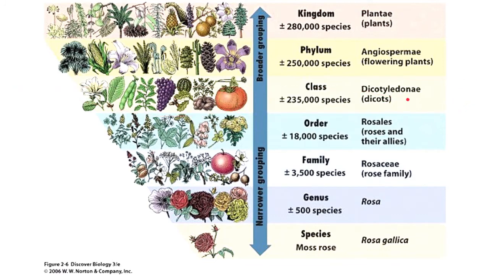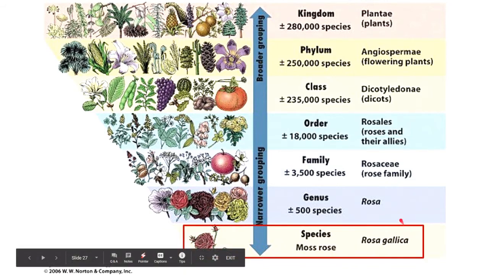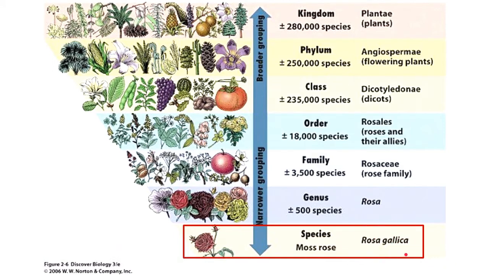Under that class, you have order Rosales. So those are the roses and their allies. Okay, and then under that, you have family Rosaceae. So that's the rose family. And then genus Rosa and then species Rosa gallica. So whenever you write scientific names, it includes both the genus name Rosa and the species name gallica. So Rosa gallica, this is the scientific name for moss rose.